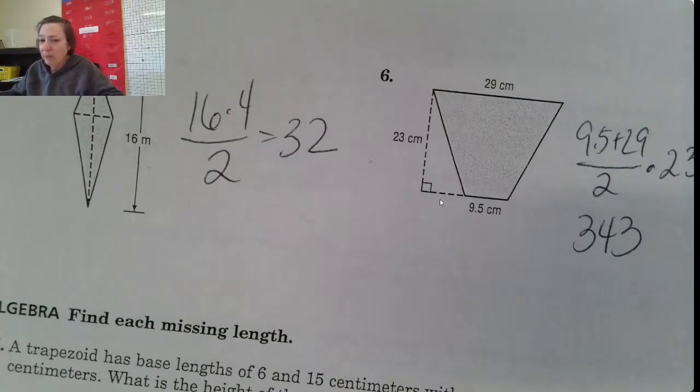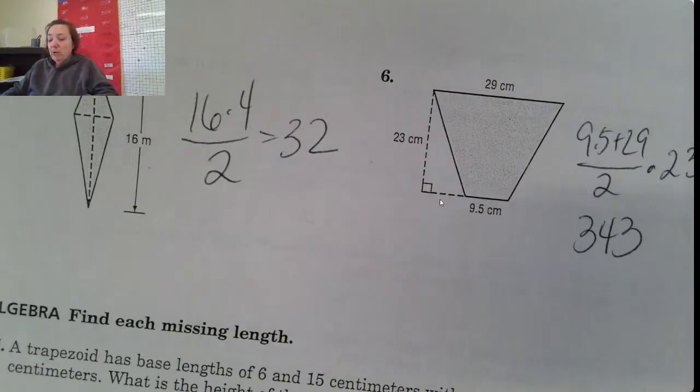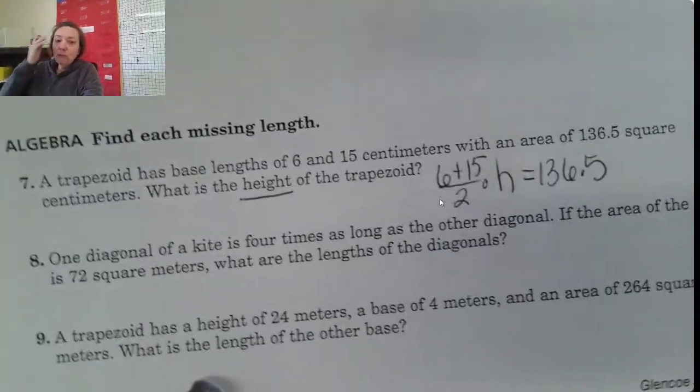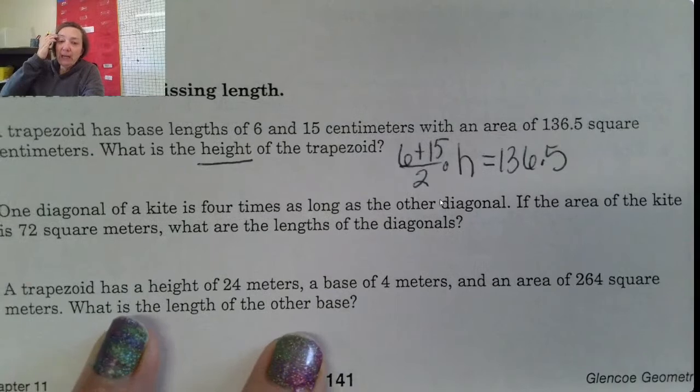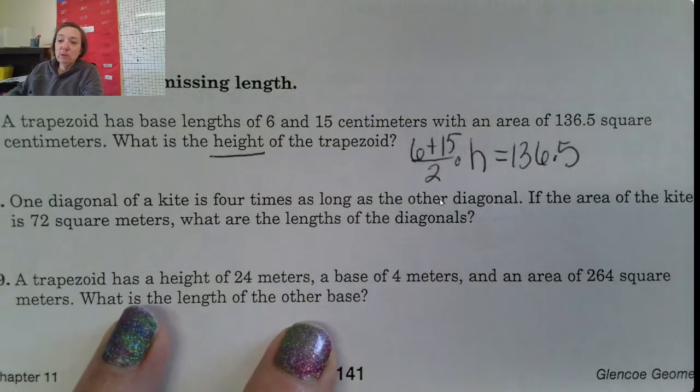Okay, what do we wind up getting? Remember, 136.5 divided by 10.5? That was 13. That sounds better. Okay, look at number 8. On number 8, they've got: one diagonal of a kite is 4 times as long as the other diagonal. If the area of the kite is 72 square meters, what are the lengths of the diagonals?